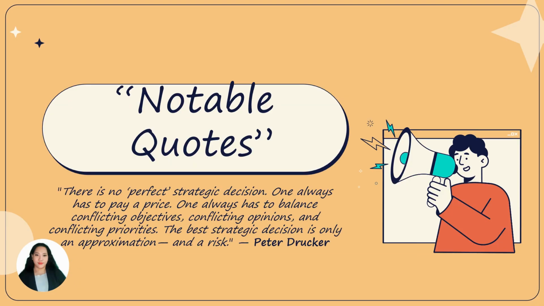Before we get to the discussion, let me read a quotation from Peter Drucker. There is no perfect strategic decision. One always has to pay a price. One always has to balance conflicting objectives, conflicting opinions, and conflicting priorities. The best strategic decision is only an approximation and a risk.